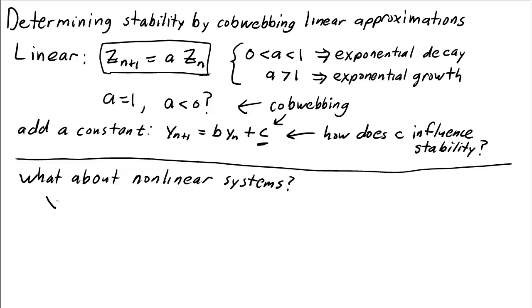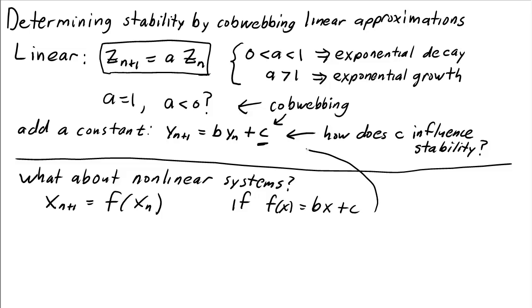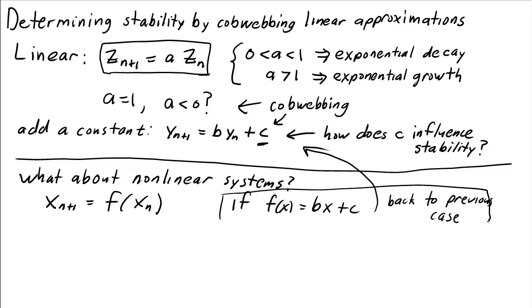For example, we could have a dynamical system of the form xn+1 is some function f of the previous time xn. If f happened to be linear, let's say f(x) was just b·x + c, then we're back to the previous case. But let's imagine this isn't true. So let's imagine that we're not having a linear function f.